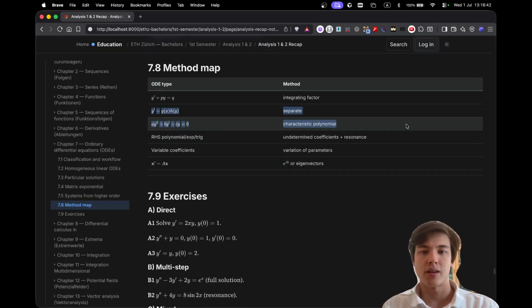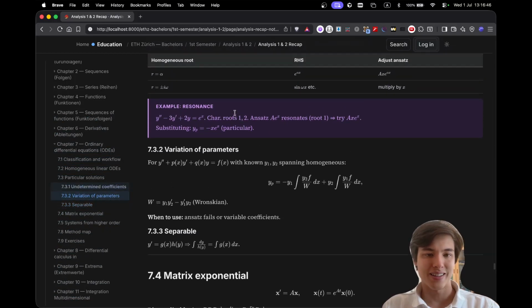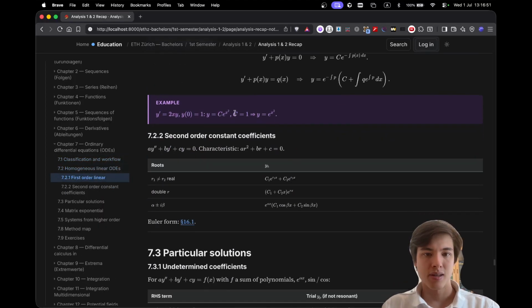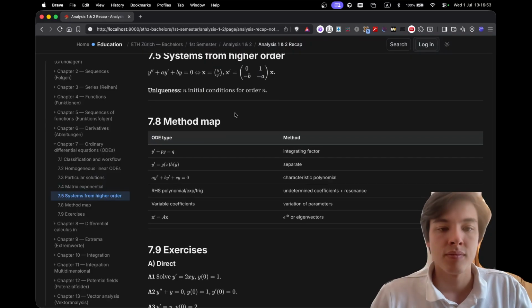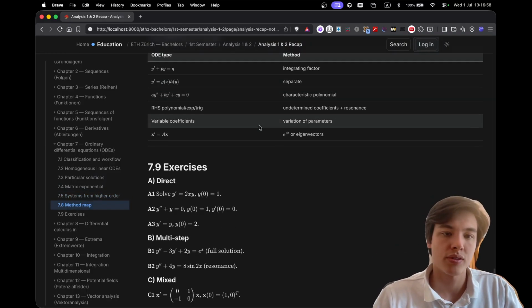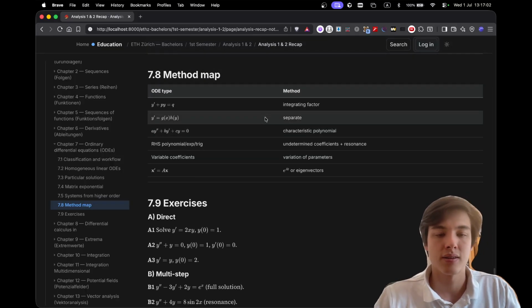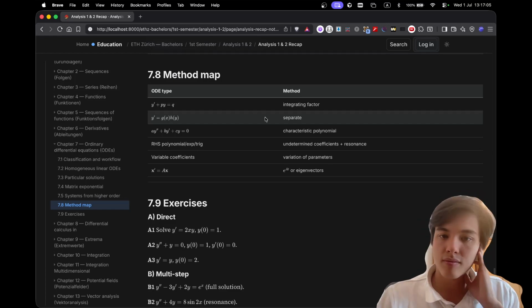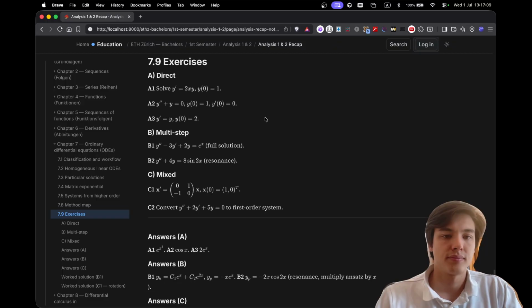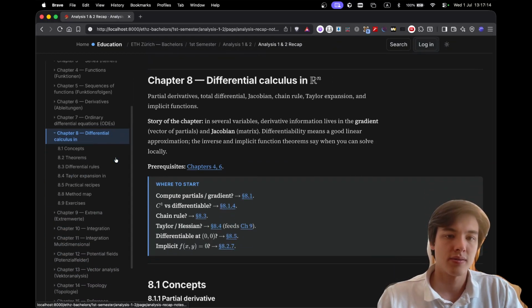Oh, we didn't even look at separable ODEs, I think. Yeah, we didn't look at it, but something for next time. Basically, we just move this side to this side, and then we integrate both sides with respect to only one variable, so it's easy. I'm gonna skip the exercises.